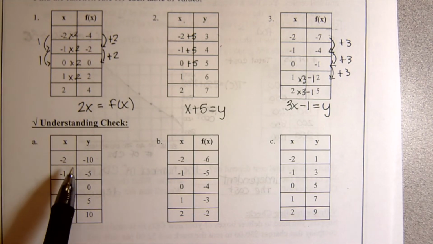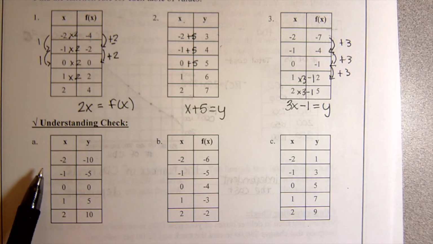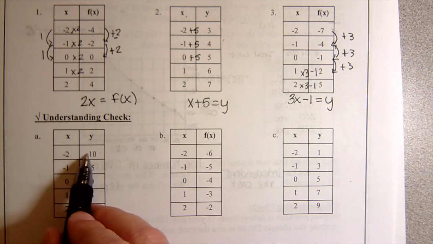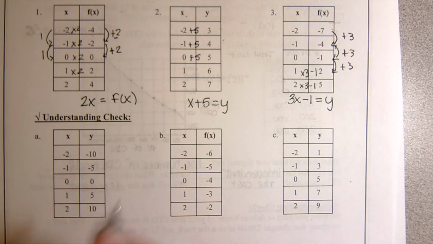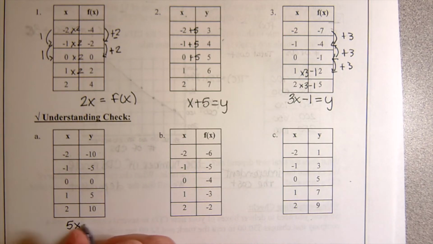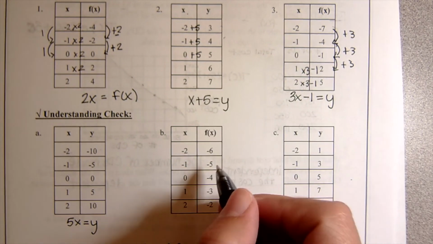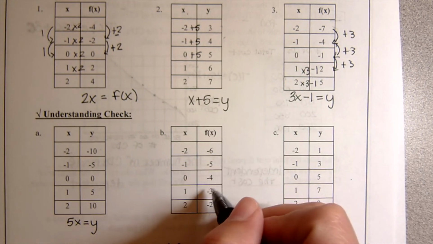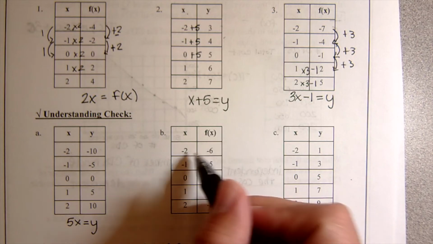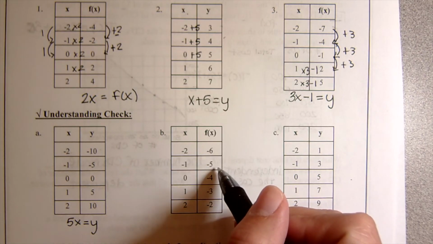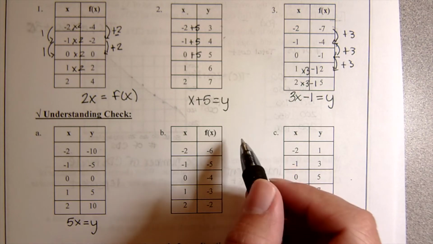So for this first table in the understanding check, this one was another simple pattern. If you notice, you are just multiplying 5 times the x to be able to get the y. So 5 times x equals y. For B, there's nothing I can multiply. If I did 2 times 3, that gives me -6, but 1 times 3 is not -5, so that doesn't work. So I'm going to try subtraction.